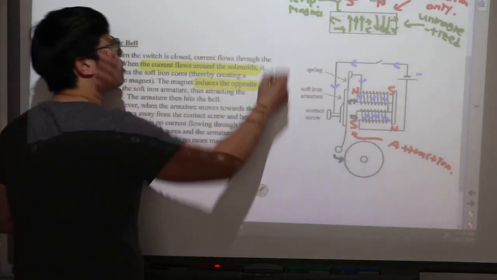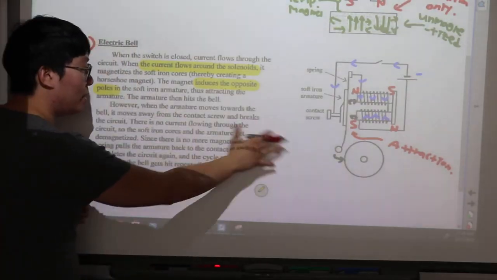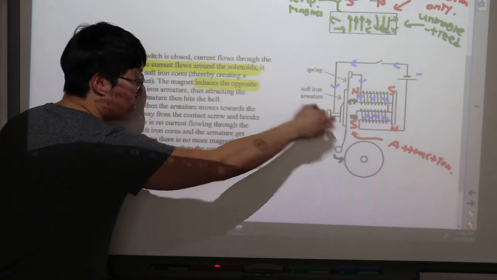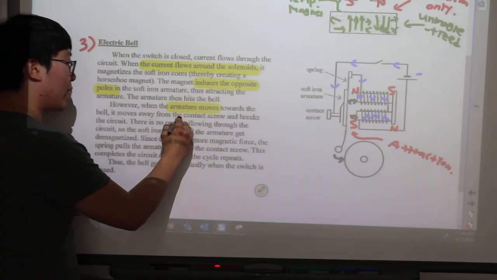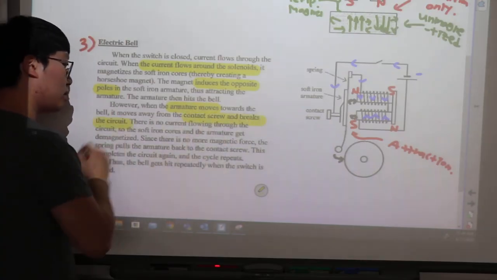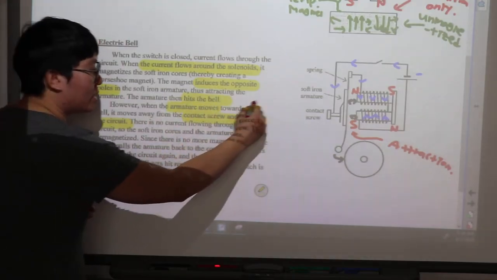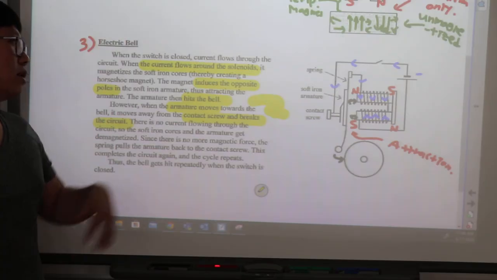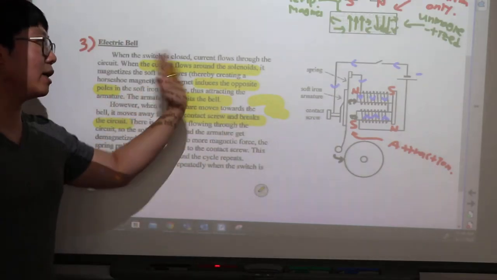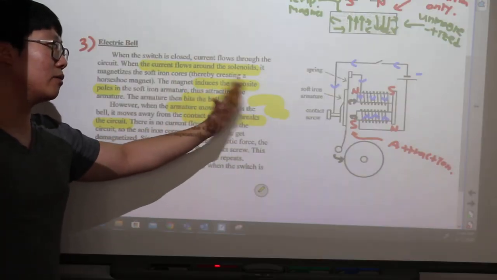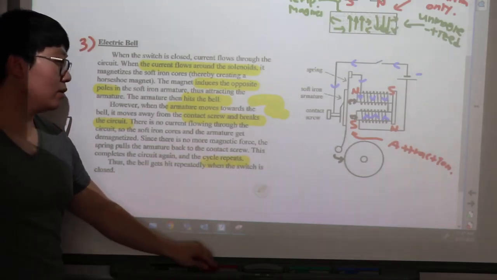So here's what I also want to point out as a highlight. When the armature, which is this portion, the movable section, you can think of it that way, moves, then the contact screw breaks the circuit, and there will be no flow. So it hits the bell, then after that it basically breaks the circuit. Once that happens, it's going to come back, connect the flow again, and hit again and release, hit, release, hit, release, and it's going to repeat. So the whole cycle will repeat.